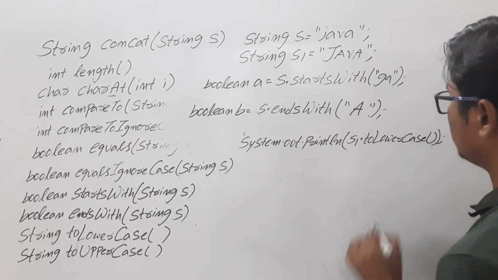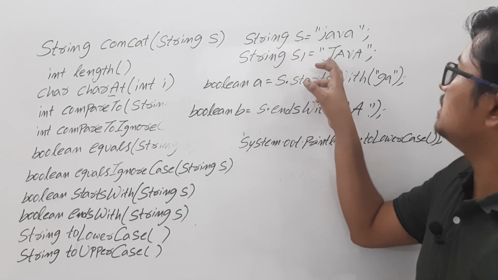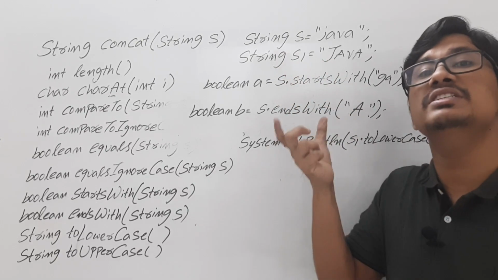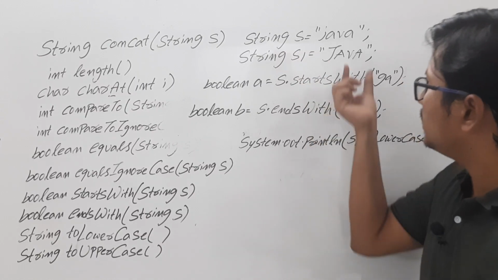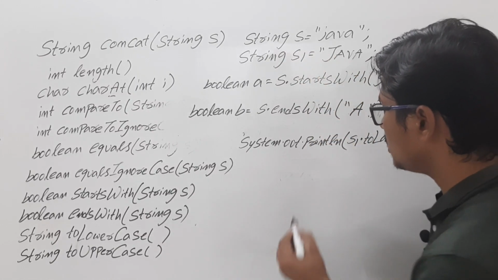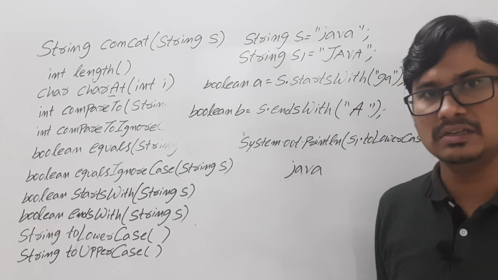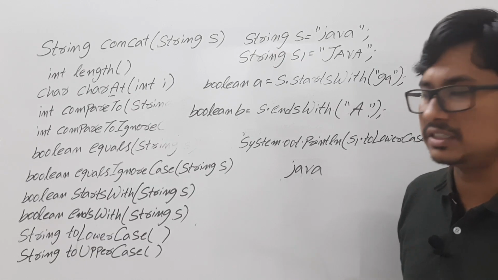And if I write like this, now the string s1 consists of a string called Java, which is in uppercase. Those uppercase characters, everything will be converted into lowercase. So this will produce the output as java in lowercase. I hope you are able to understand.